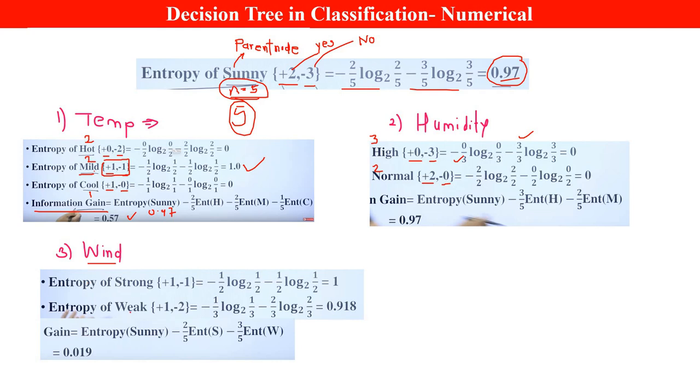Then wind, we have strong and weak. The strong is coming 2 times and weak is coming 3 times. In strong, 1 yes, 1 no, 1 by 2 and 1 by 2. Both are the same, so entropy becomes 1. In weak, 1 yes and 2 no, so 1 by 3 yes and 2 by 3 no. Here the weighted average for strong is 2 by 5, since your total observations are 5, so 2 by 5 multiplied by 1, and 3 by 5 multiplied by 0.918. So we'll get the gain as 0.019.